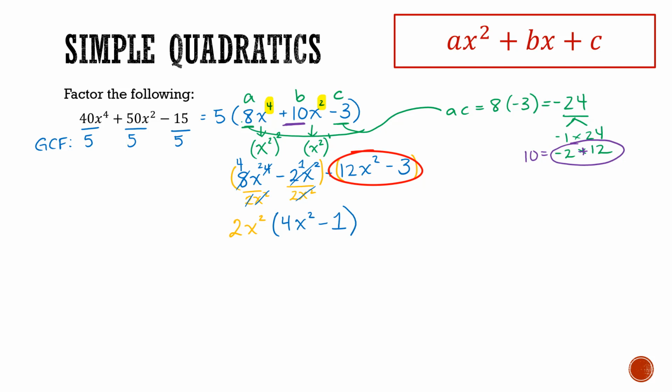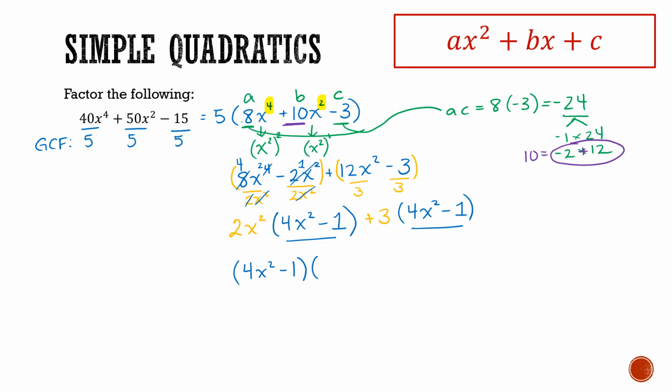For the next pair, I have a common factor of 3. So now I have 3 times 12x squared divided by 3 leaves me 4x squared, and minus 3 divided by 3 leaves me with minus 1. So I can see that I have a common factor with each of these terms in the form of 4x squared minus 1. Factoring that out, I have 4x squared minus 1 times, I'm left with 2x squared here plus a 3 left here. Now, not forgetting the 5 I ignored through this process, I now have 5 times 4x squared minus 1 times 2x squared plus 3.